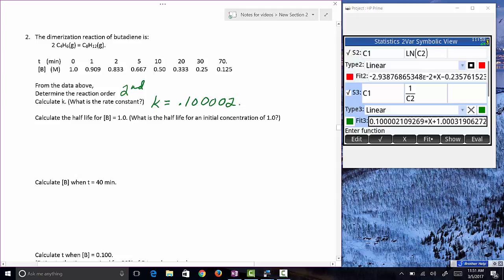Alright, and that's second order, so it's going to be M to the minus 1, and then minutes to the minus 1 are my units on that. It says calculate the half-life. Alright, and so it's for an initial concentration of 1.